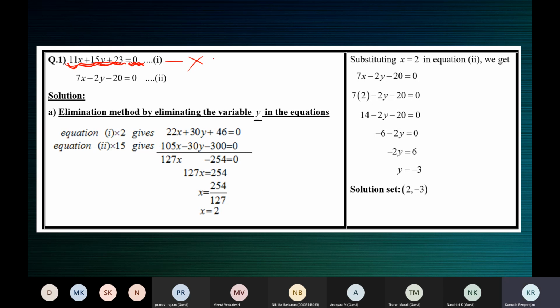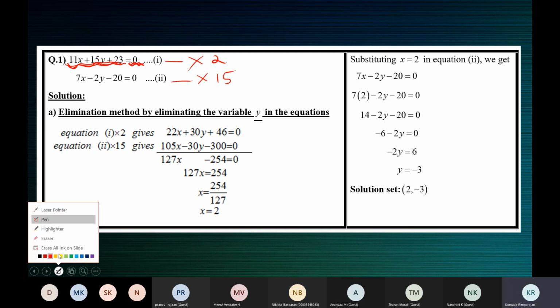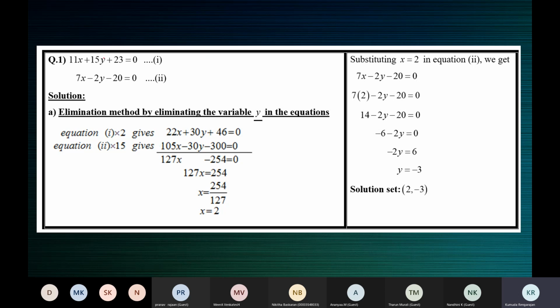So you can simply multiply this by 2. You can multiply this by 15. Now, how do we decide by what to multiply? What is the LCM? You want to eliminate y. What are the coefficients right now? 15 and 2. What's the LCM of 15 and 2? 30. So you must bring 15 to 30 and bring 2 to 30.